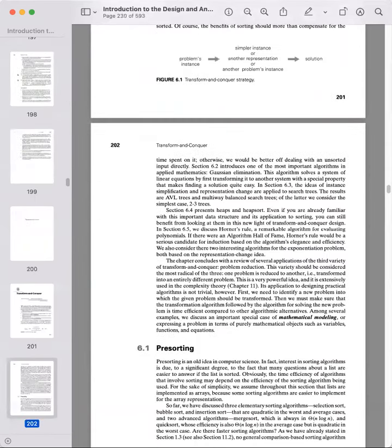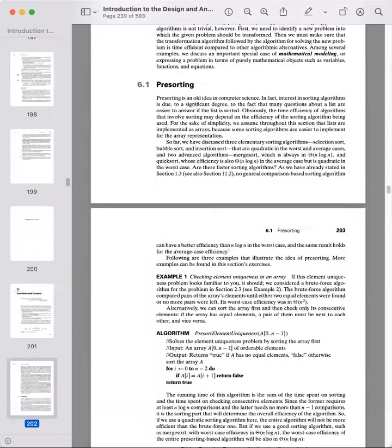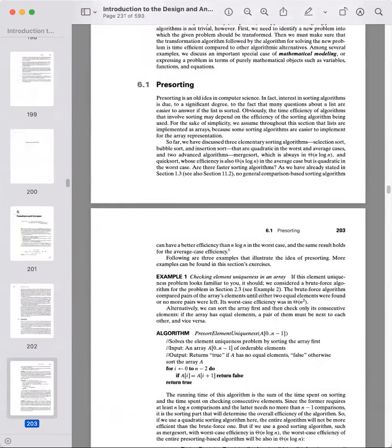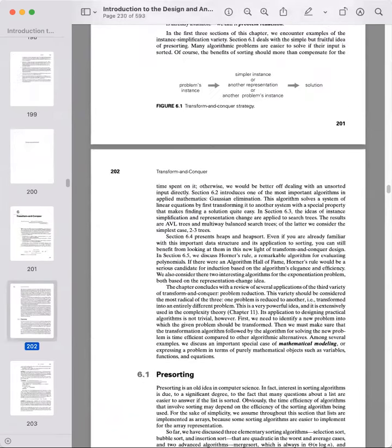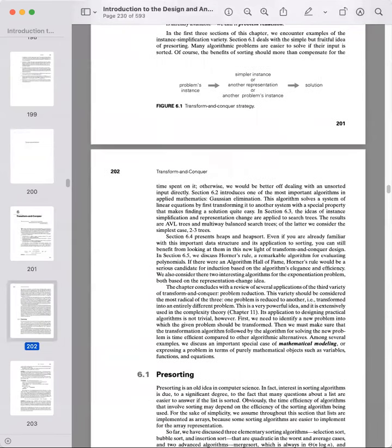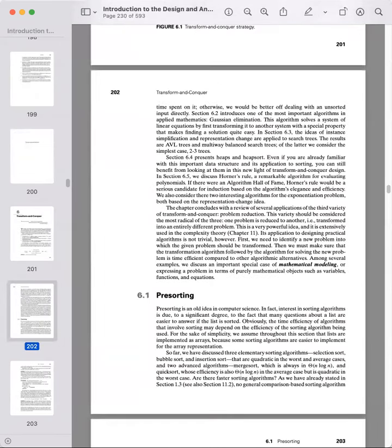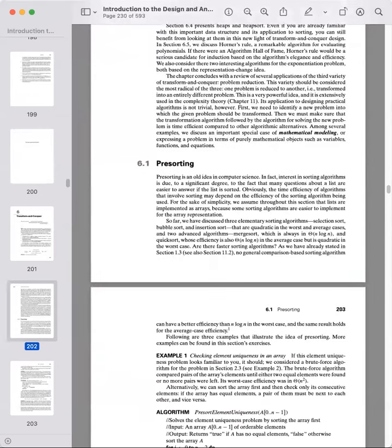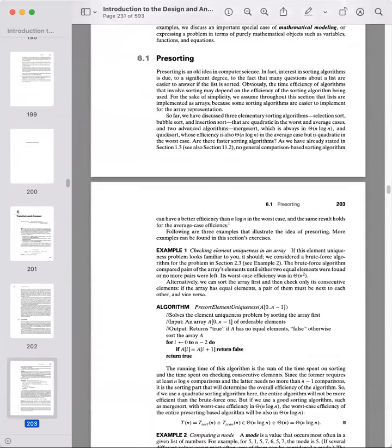So the first idea here, in section 6.1, is instance simplification. We can often simplify a problem simply by pre-sorting it. When you're looking at this, the first thing you have to figure out is that you have to take the time to sort it first. That's going to add at best an n log n, with a quicksort or a merge sort.